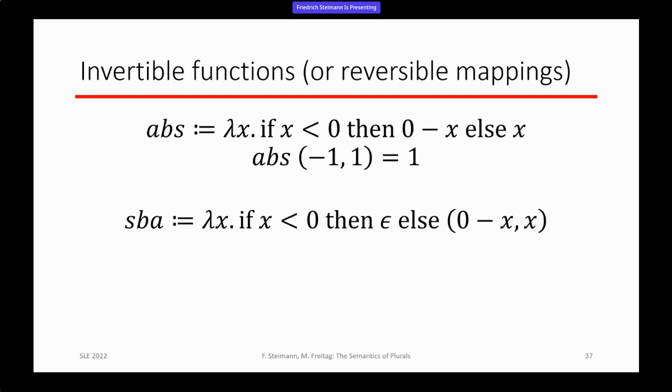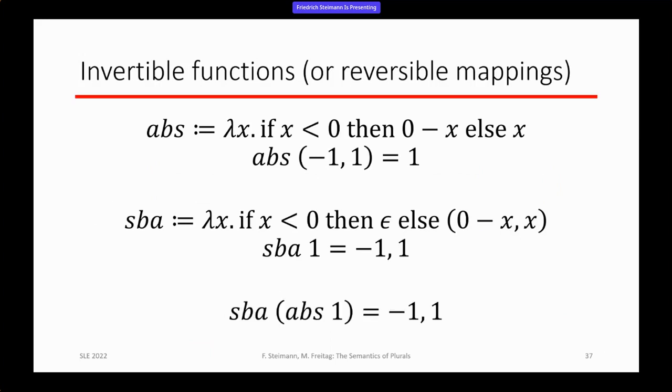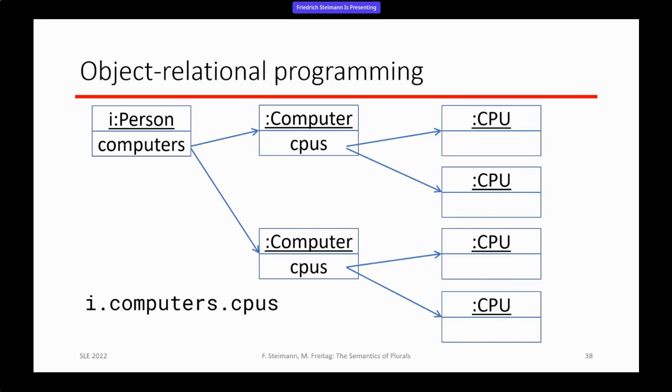But I can also invert this function by using another definition, which also uses a case analysis, as you can see here. And if I apply this inverse of my abs function to 1, I get -1 and 1. So that's neat. That's something you couldn't even express in a typed language, because one would be mapped to an integer and the other would map to a collection of integers. With bunches, this is not a problem.